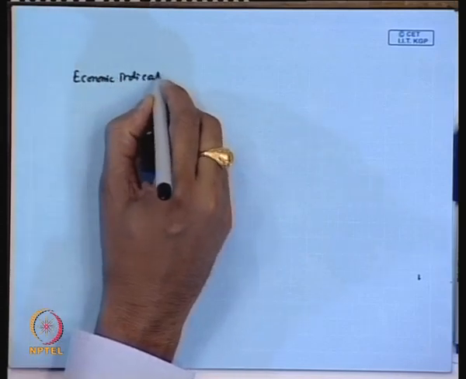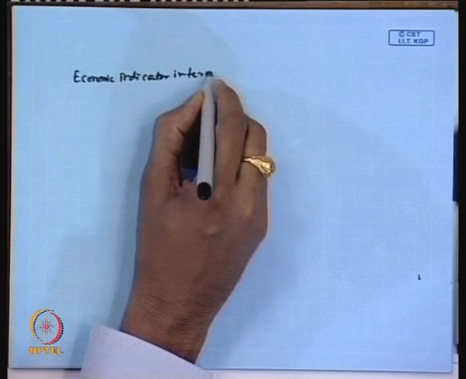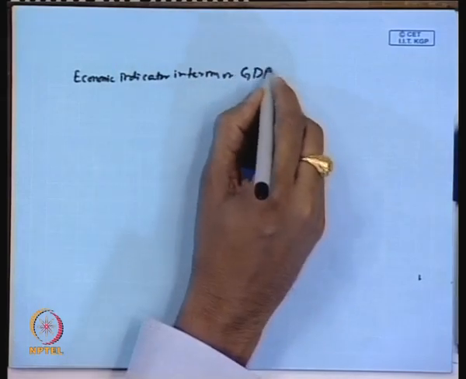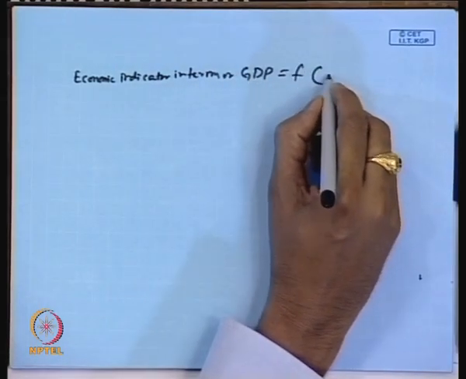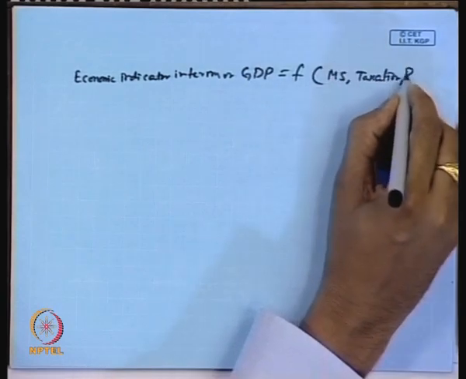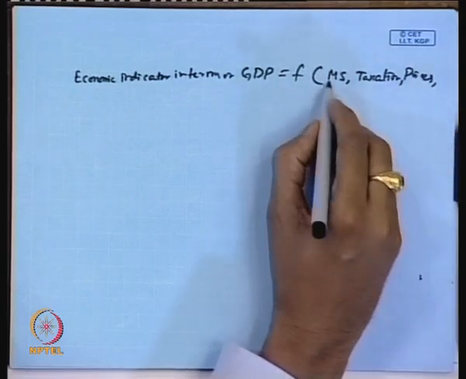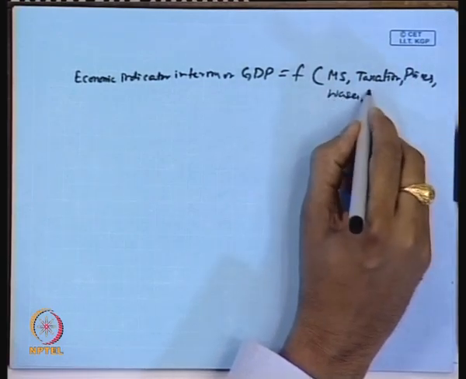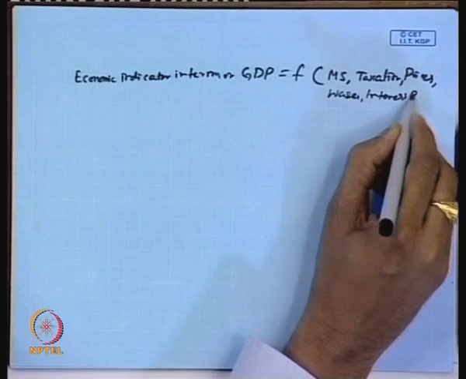indicator, in terms of, let us say, GDP being a function of all those things: money supply, taxation, prices of the commodities, wages and interest rates, among other things.